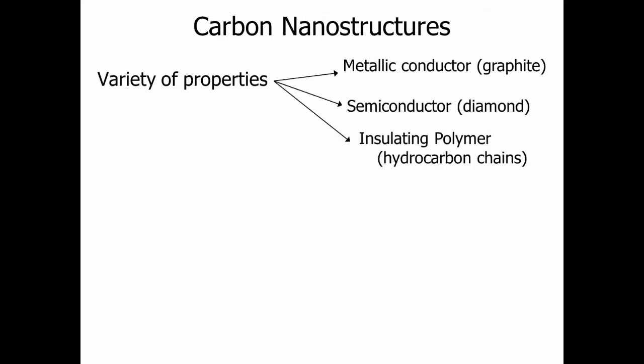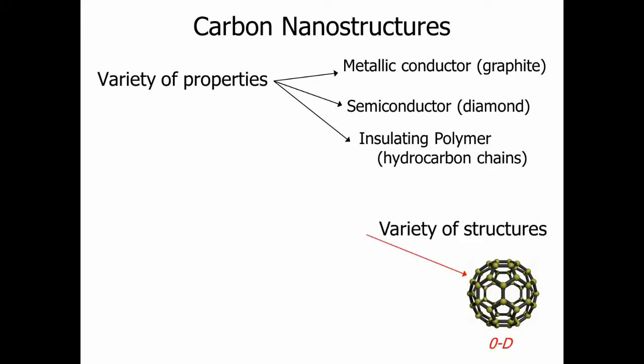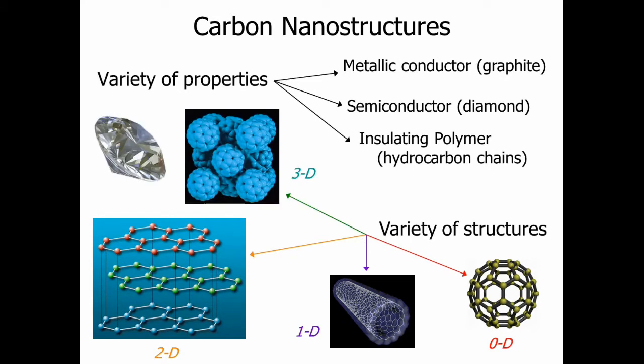So carbon structures have a lot of different properties. There's graphite, like your pencil lead, which is a metallic conductor. There's diamond, which is actually a semiconductor. If you've got a long chain of carbons, they can have insulating properties. And like I've already mentioned, there's lots of different structures.